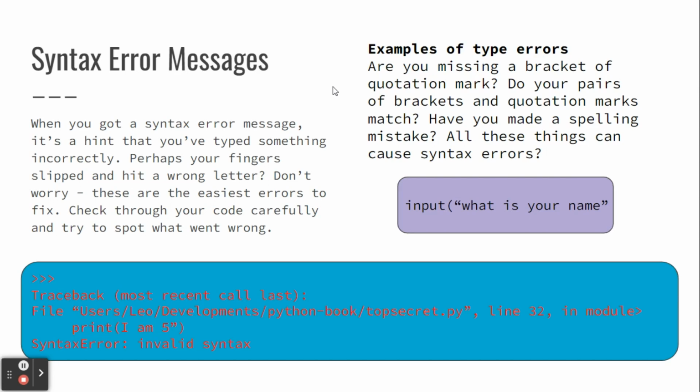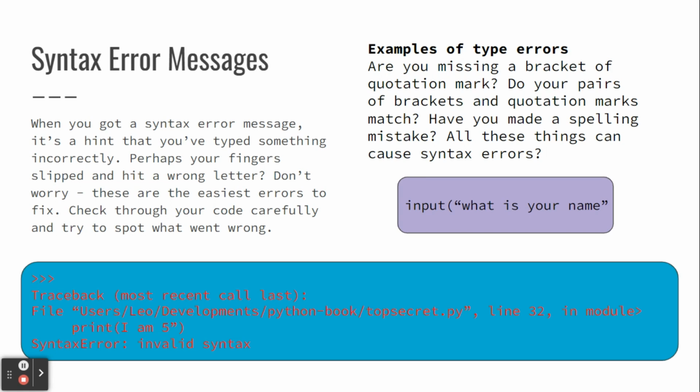Then we have syntax errors. When you get a syntax error message, it's a hint that you've typed something incorrectly. Maybe your finger slipped and hit a wrong letter, but not to worry. These are the easiest errors to fix. We should always check through our code carefully and try to spot what went wrong.